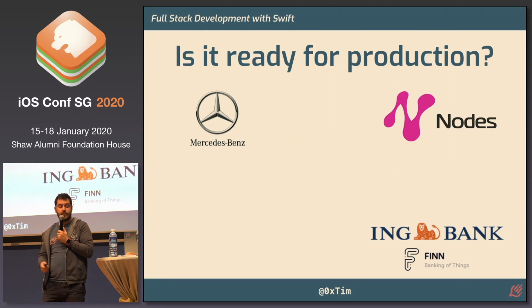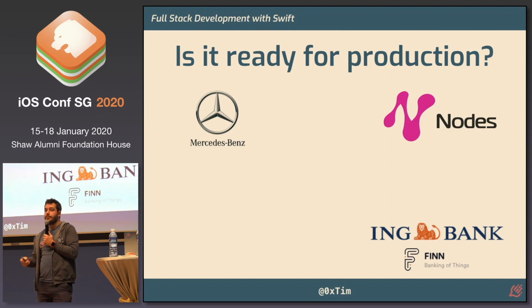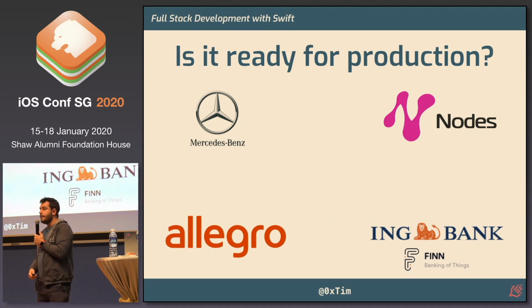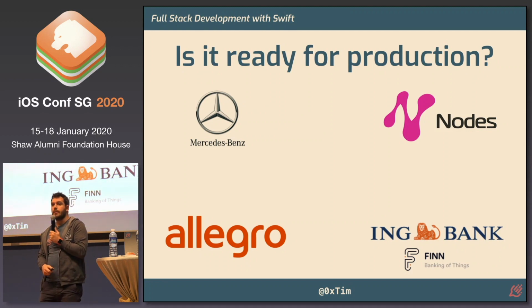They're one of the sponsors of Vapor, actually. And they've gone all in and said, we're writing all our backends in Vapor. And they have some pretty big clients. Allegro, who are Poland's Amazon, effectively, an e-commerce site, gave a really interesting talk a couple of years ago about how they've moved some of their image processing libraries from Java to Swift and have seen huge performance increases.